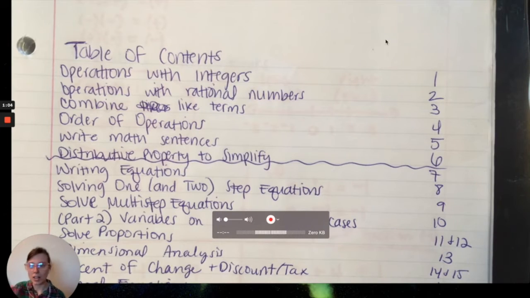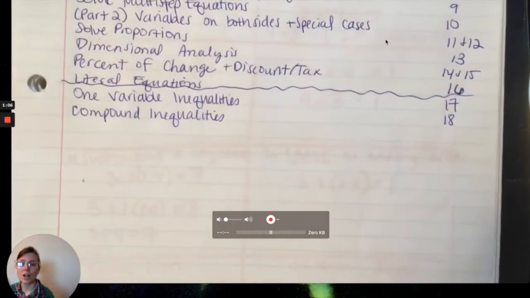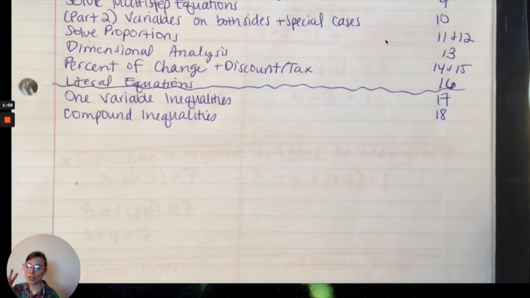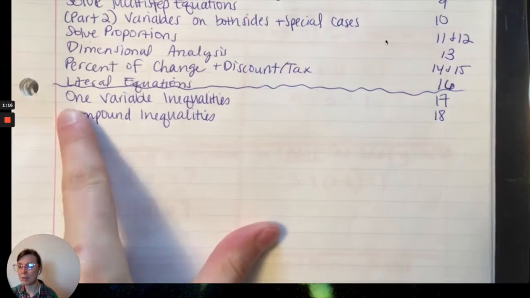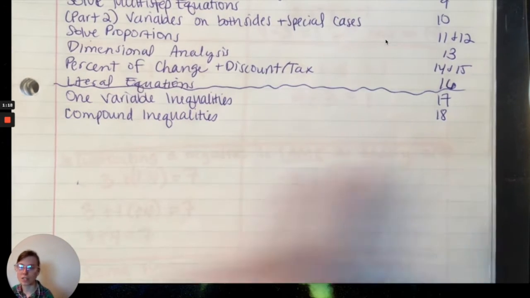So again, we are working with our table of contents. This is a new unit, so there are only 2 videos in this unit. It's really short and sweet for inequalities, and our next unit is also short and sweet on exponents. So we're working with one variable inequalities, page 17. So head that up and let's go.